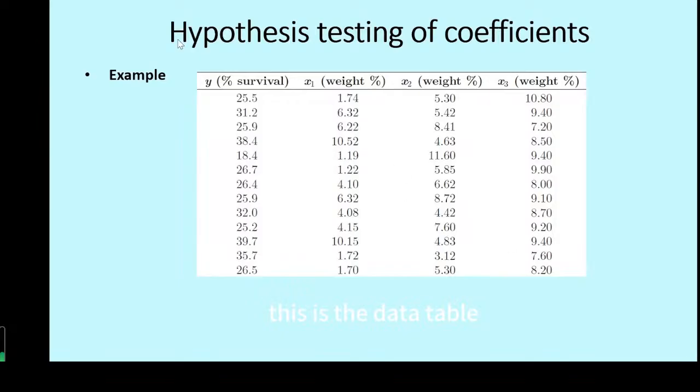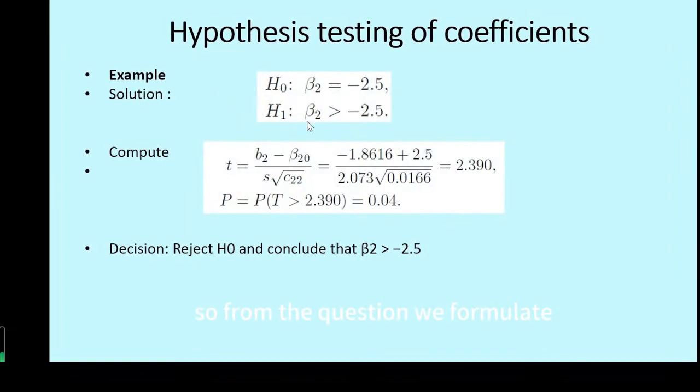This is the data table y, x1, x2, x3. This is multiple linear regression with 3 independent variables. So from the question we formulate the null hypothesis, beta 2 equals minus 2.5. And the alternative hypothesis is beta 2 larger than this value. So this is a one-tail test. It's different from what we have seen in the previous page with the two-tail test.